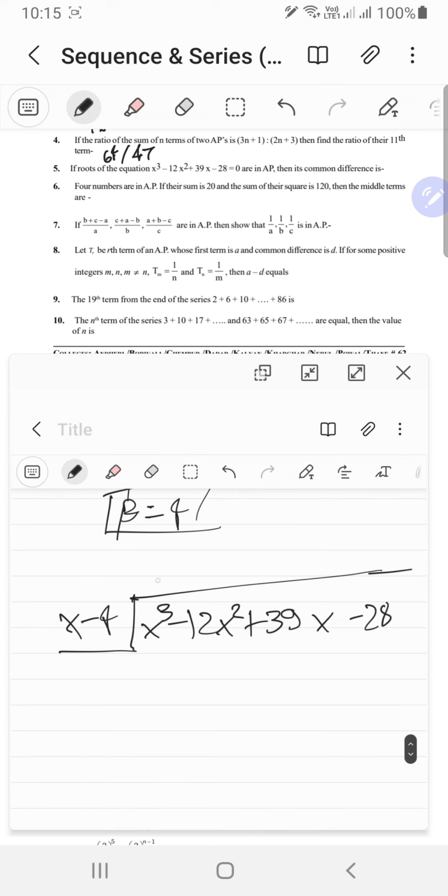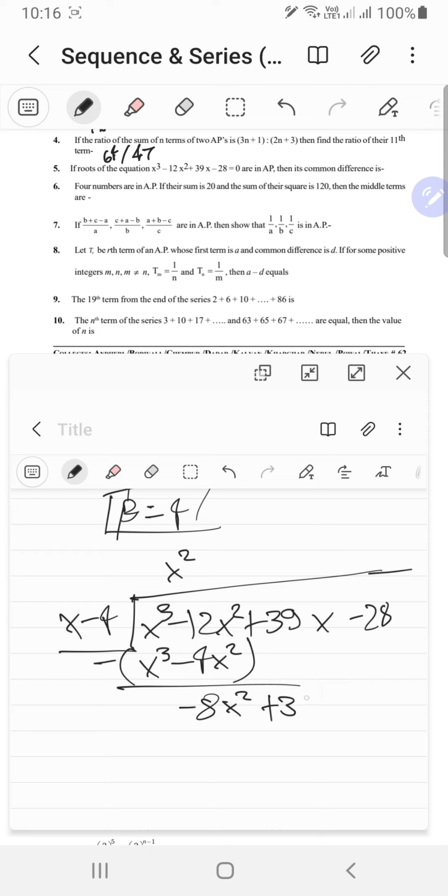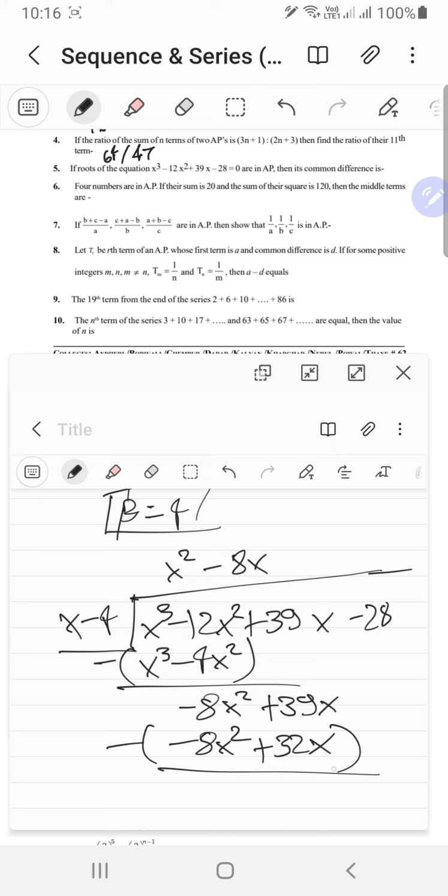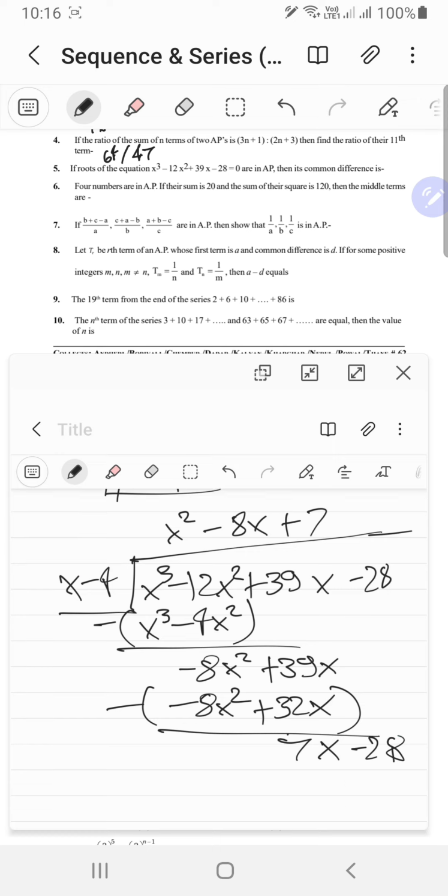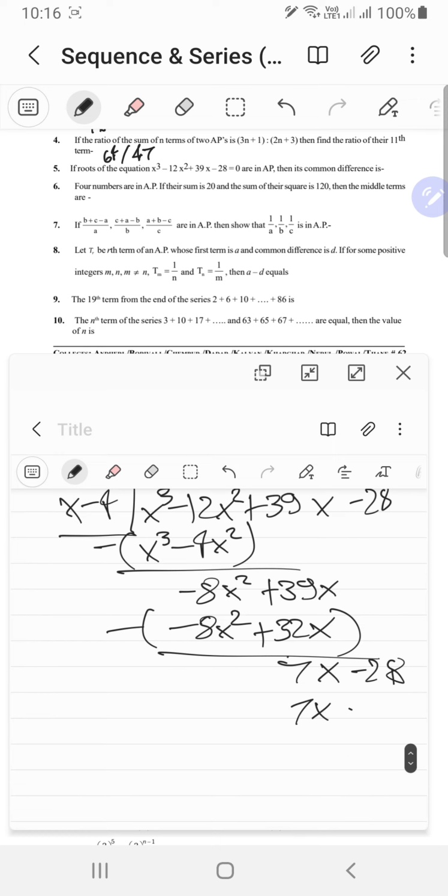Okay, cool. So x squared, x cube minus 4x squared, subtract that, 39x. Okay, this is going to take some time. 7x plus 28, and yeah, 7 of course. So 7x minus 28, yeah, that works out nice.